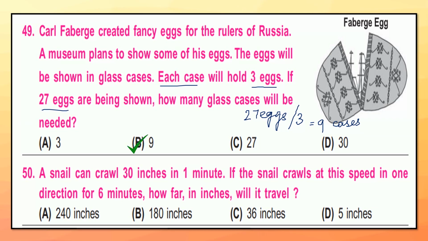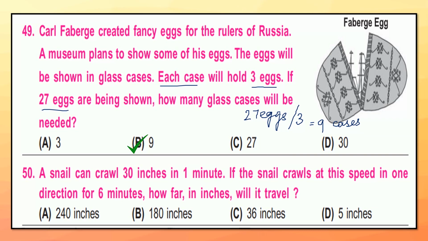Question number 50. A snail can crawl 30 inches in 1 minute. If the snail crawls at this speed in one direction for 6 minutes, how far in inches will it travel? Option A, 240 inches, option B, 180 inches, option C, 36 inches, option D, 5 inches.